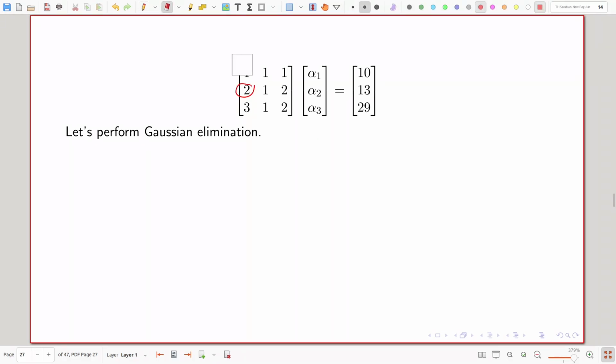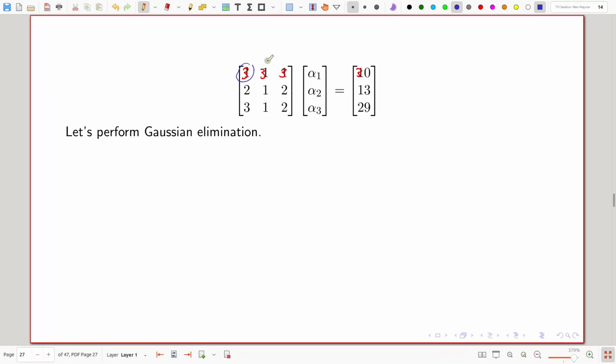Suppose the first row is, say, 3 3 3, and this is 30. It's hard to do Gaussian elimination like this, but it's more convenient if we change this to 1, right? How can we change this to 1? We can just divide the first row by 3. After we divide the first row by 3, I can continue my process.